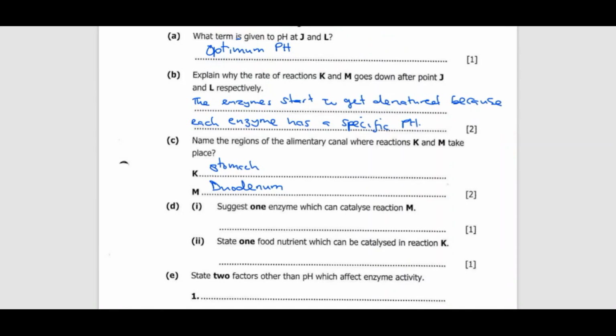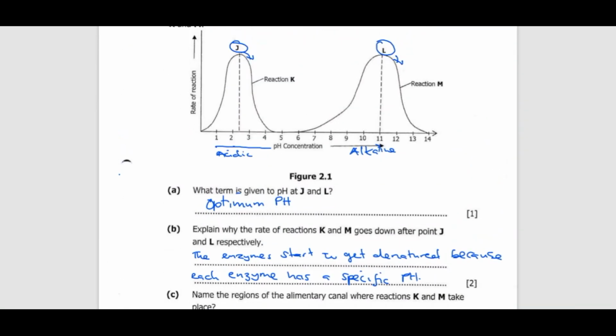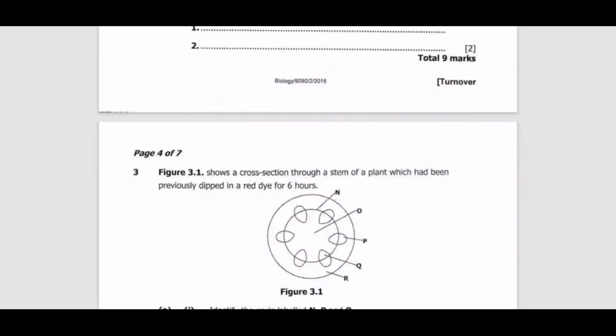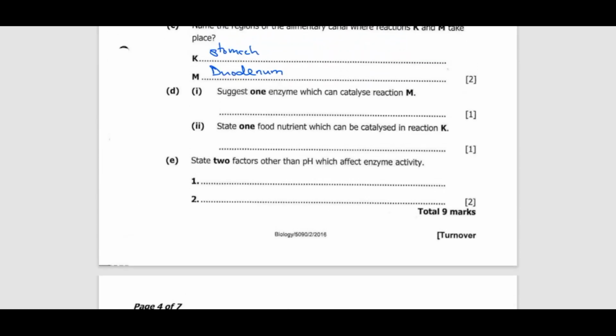Suggest one enzyme which can catalyze reaction M. Let us see reaction M. This reaction M is found in the alkaline environment. So one enzyme is pancreatic amylase.